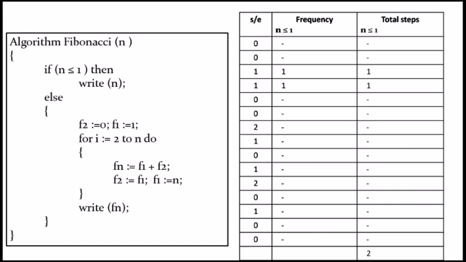So total steps required for this particular algorithm is 2 if the value is less than or equal to 1. So this is the steps required if n is less than or equal to 1. Now we will check another part. Suppose the value of n is greater than 1, then how many steps are required, we will calculate.